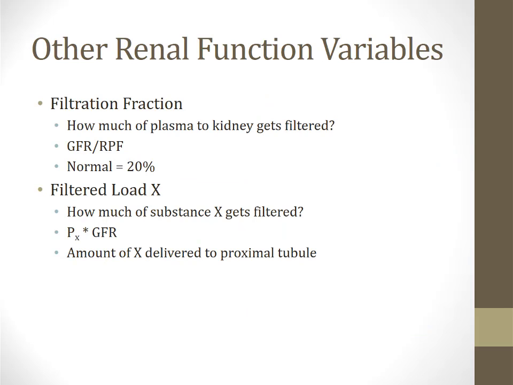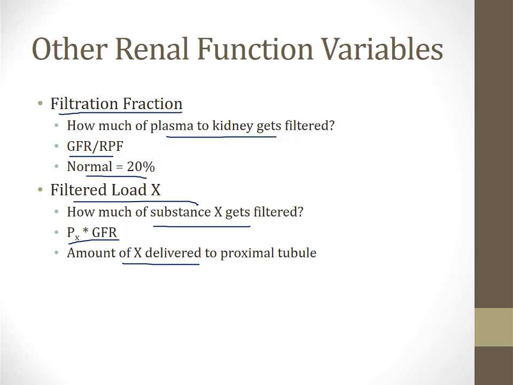And just to continue our review of everything we've talked about, the filtration fraction is how much plasma to the kidneys gets filtered. It's equal to the GFR over the renal plasma flow. Normal is about 20%. We also talked about the filtered load for a given substance. This is how much of a substance gets filtered. It's equal to the plasma concentration times the GFR, and this is the amount of substance X delivered to the proximal tubule by crossing through the glomerulus.